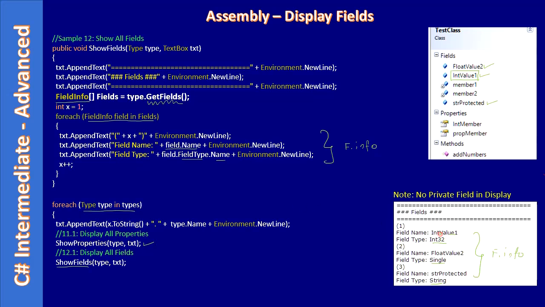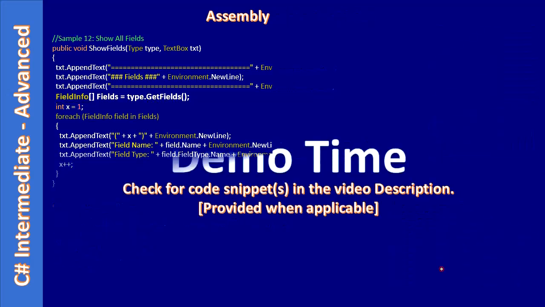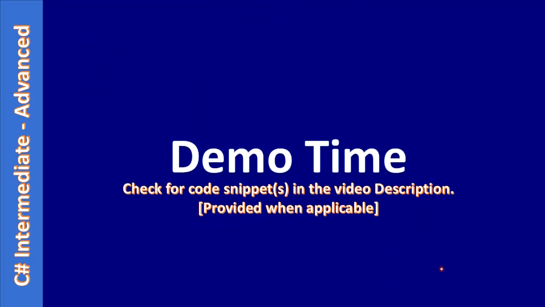So as already told, with the reflection you can get publicly exposed members. So since here you are seeing the padlock icon, these are all private, so you cannot get these members. That means member 1 and member 2. Now it's a demo time. Let's go to the demo and see how it works.